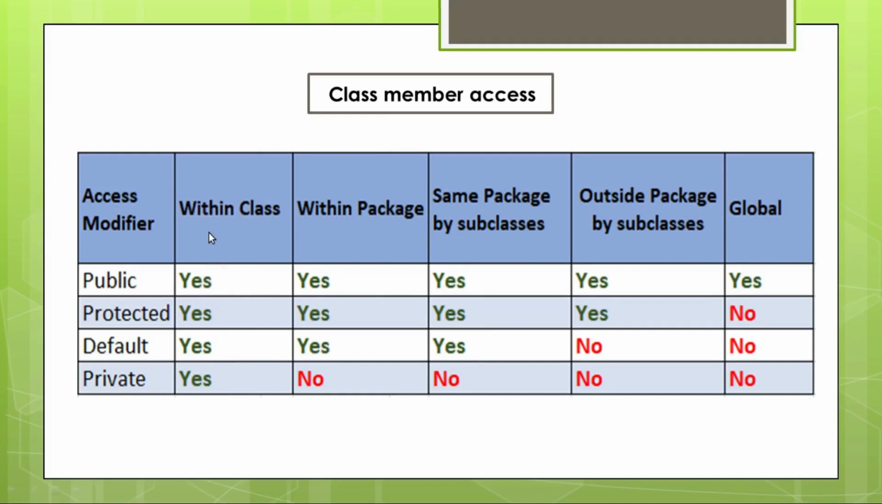Within the class, if a variable is set as public, anybody can access. Cool, right? Within the class, if a variable or a function is set as protected, still you can access. Within the class, if nothing is specified, still you can access. Within the class, if a variable is set as private, still you can access. So within the class, any function can access private variables, public variables, protected variables, and default access modifier variables and functions. Okay? Within the class, the access modifier has no role to play.